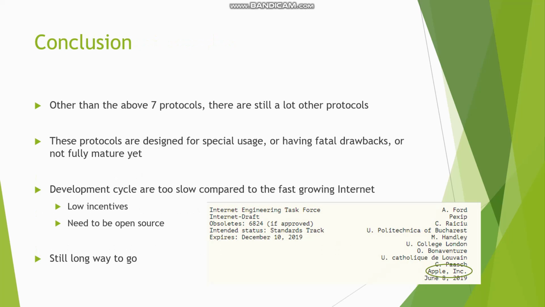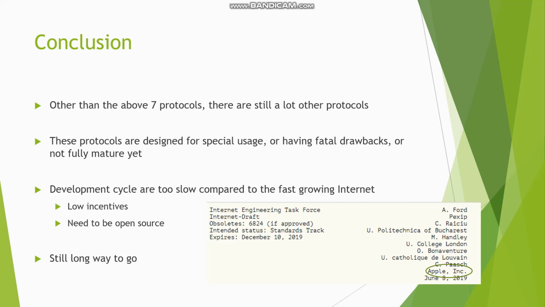Other than the above 7 protocols, there are still a lot of other protocols which are not introduced, such as RDP, RUDP, CUDP, DCCP, etc. However, none of the existing protocols made greater success than TCP and UDP. Though many developers may complain that in the modern world there are too few transport layer protocols to choose from, the reality is that there are quite a few. However, these protocols are either designed for special usage, or have some fatal drawbacks, or are still developing.